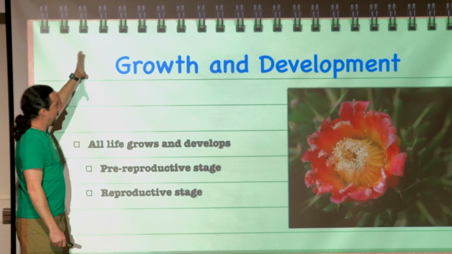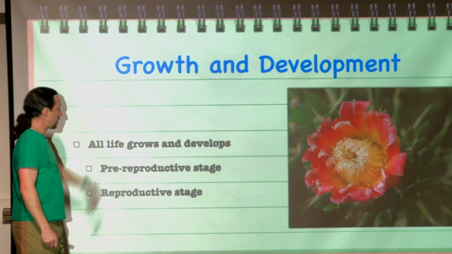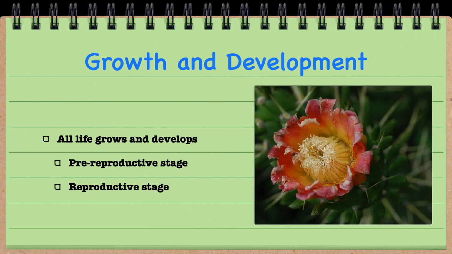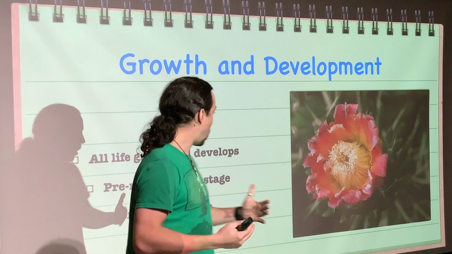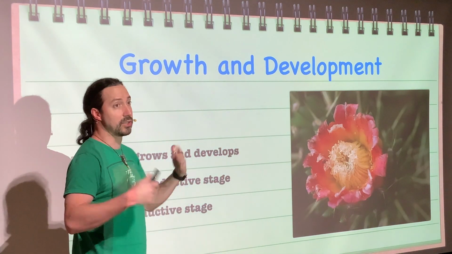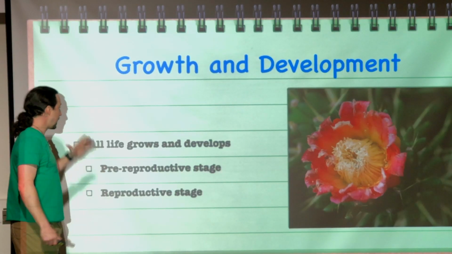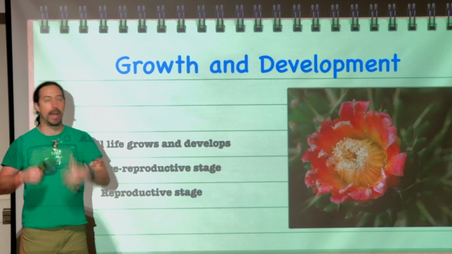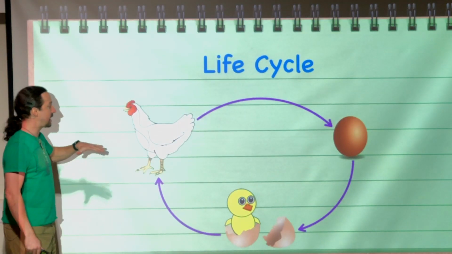So, again, growing and developing, all cells are going to grow and develop, and pretty much all of life has this pre-reproductive stage and an ability to reproduce stage. And in some cases, we would call that reproductive stage the adult stage, but the key is that life starts off for an organism unable to reproduce, and then it grows and develops to the point where it can actually reproduce. And that works for a cell as well.